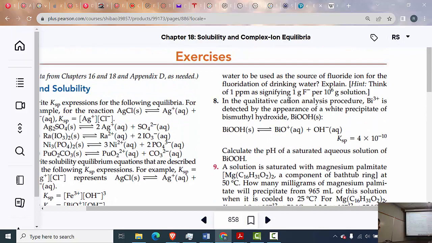In the qualitative cation analysis procedure, bismuth 3 is detected by the appearance of white precipitated bismutyl hydroxide. We used to do this in Chem 1B, bismuth. Our qualitative analysis was much more involved. But calculate the pH of a saturated aqueous solution of bismutyl hydroxide.